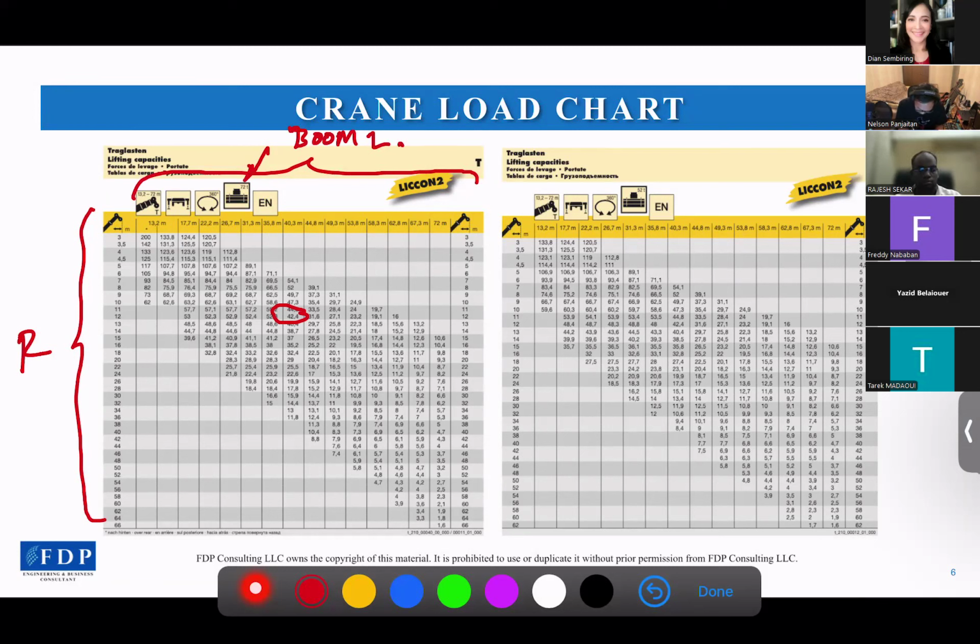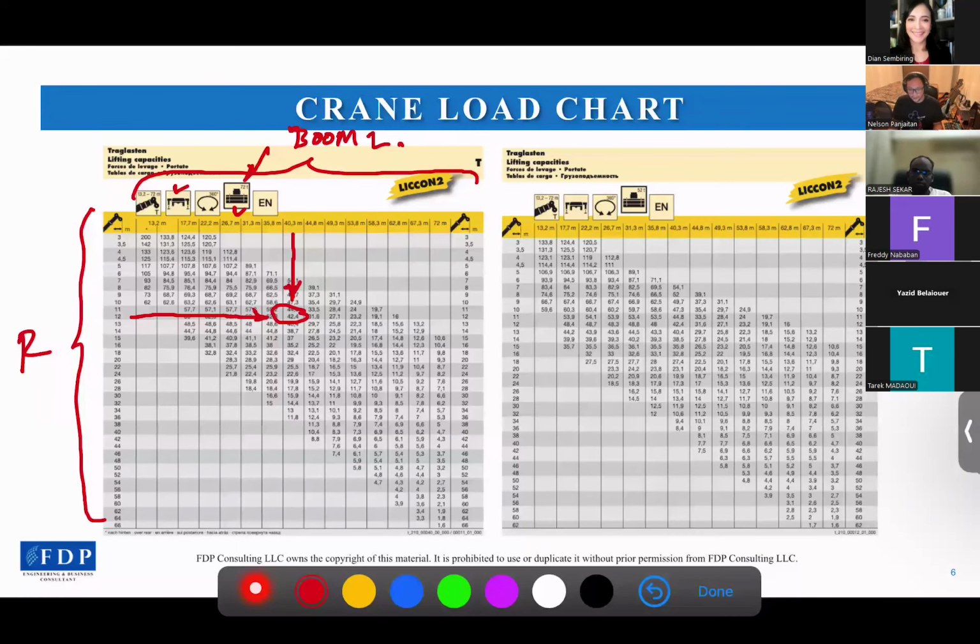And this is the counterweight, 72 ton, and outrigger attached. I mean, it's extended. So for the 12-meter radius, we got 42.4 tons capacity.